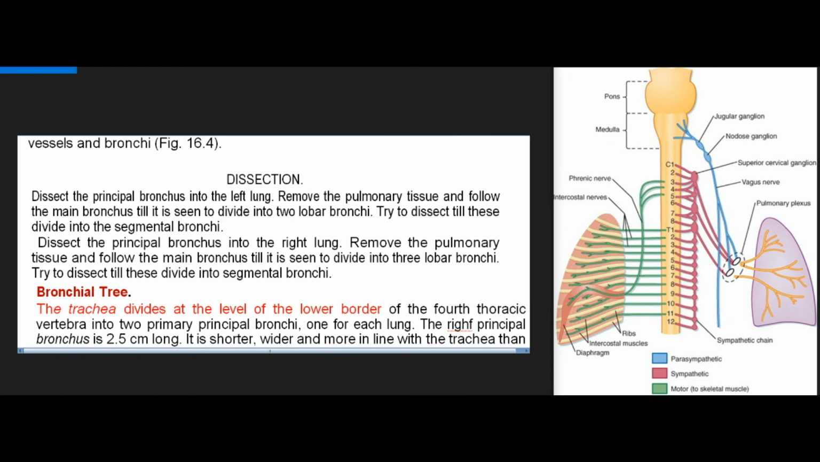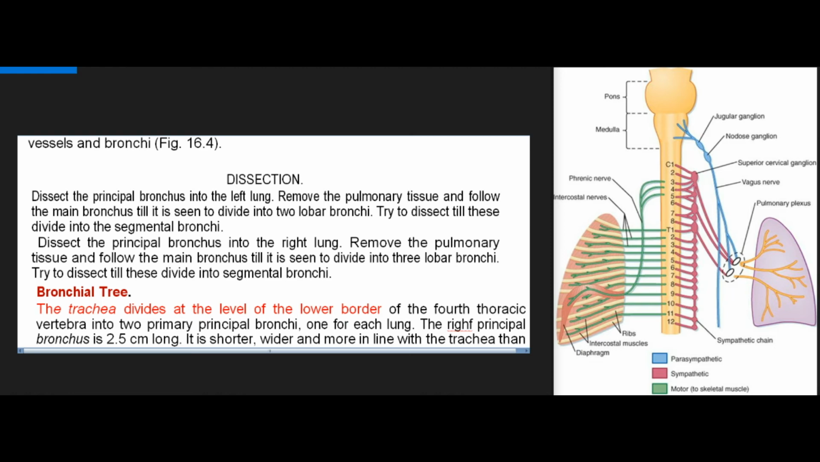Dissection. Dissect the principal bronchus into the left lung. Remove the pulmonary tissue and follow the main bronchus till it is seen to divide into two lobar bronchi. Try to dissect till these divide into the segmental bronchi. Dissect the principal bronchus into the right lung. Remove the pulmonary tissue and follow the main bronchus till it is seen to divide into three lobar bronchi. Try to dissect till these divide into segmental bronchi.